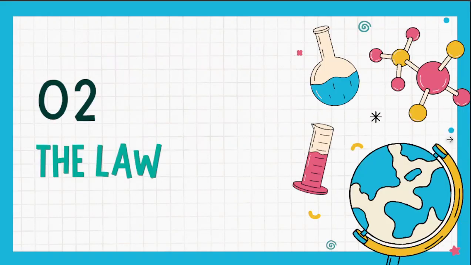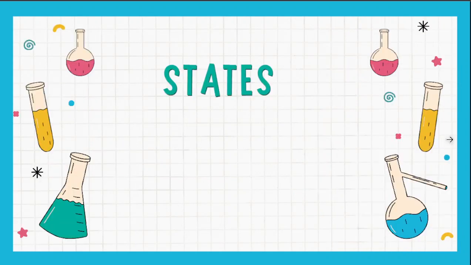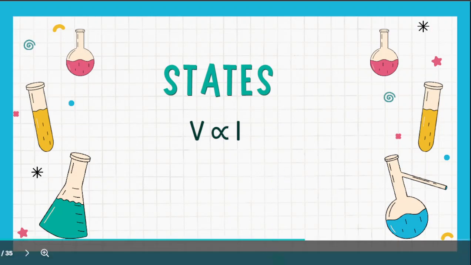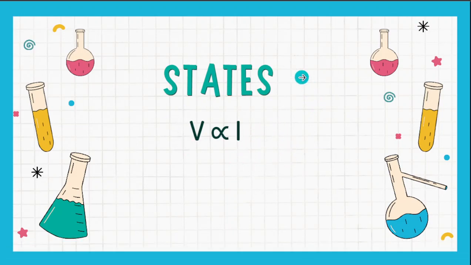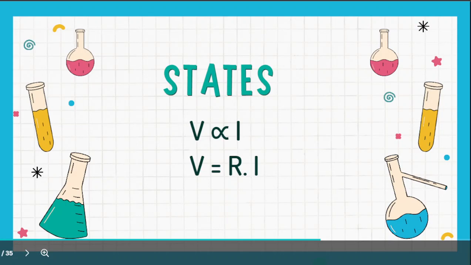Now let's see the law. What does the law state? The law states that V is directly proportional to I. Now what is the meaning of that? First let me explain. See the formulas here: V is directly proportional to I, then we can say that V is I dot R, resistance, and then the current. Okay, so you have just seen both of these.